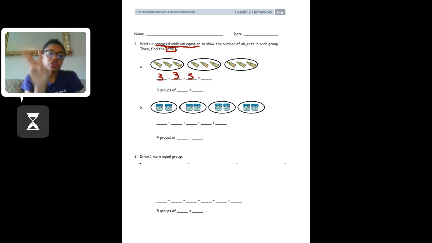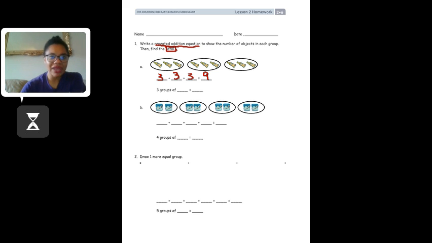So first we have 3 plus 3 plus 3. I know that 3 plus 3 is 6, and then 6 plus 3 is how much? Who remembers or who knows what's 6 plus 3? It's 9. So we have a total of 9 in all because if we remember, our question asked us to find the total amount of objects.